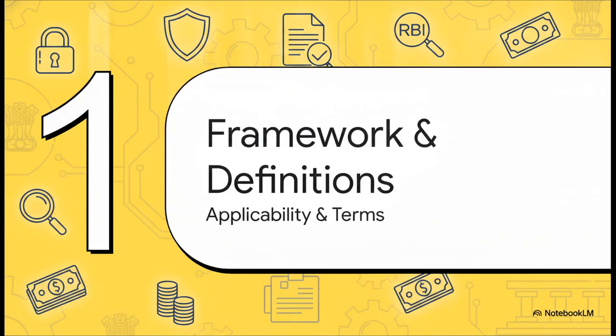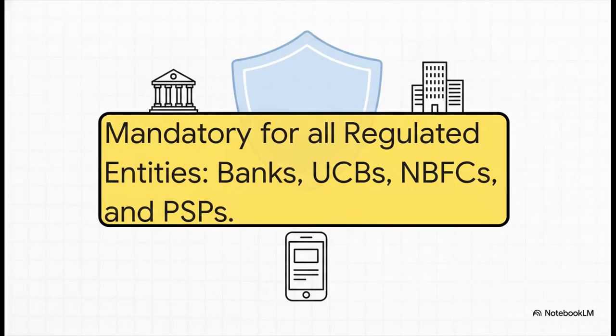All right, Section 1, Framework and Key Definitions, focusing on applicability and terms. According to Chapter 1, Paragraph 2, these rules aren't just polite suggestions. They are absolutely mandatory for all regulated entities. And that means commercial banks, urban cooperative banks, NBFCs, and yes, even payment system providers. Basically, whether you're at a massive commercial bank or a local NBFC, these guidelines form our primary collective bulwark against money laundering and the financing of terrorism.